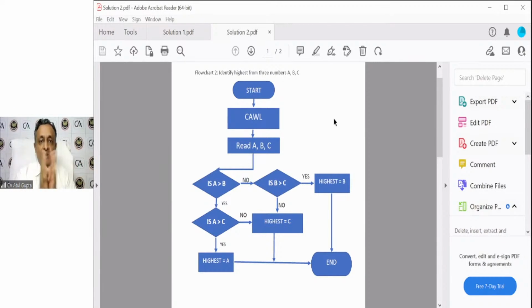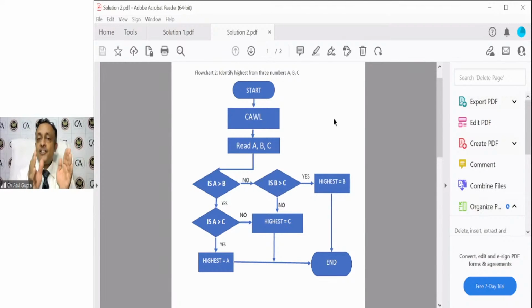Okay. Now, question 2 was identifying the highest from 3 numbers. So 3 numbers are given and you need to identify the highest. Again, I have used read. You can always say input, read. Then you have to see how it is put in the question. If the question is not specific, then you can use read or input. But if the question says identify the highest number based on user inputs, then you use input. That distinction you have to create.